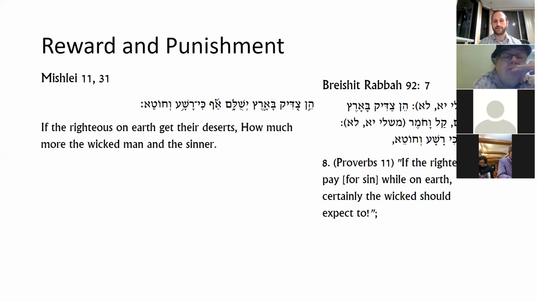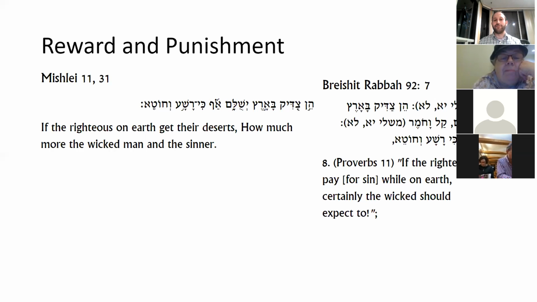If the righteous on earth get their deserts, how much more the wicked man and the sinner? This is the translation from Sefaria. Desserts is spelled with 2 S's. Is it deserts or desserts? It's desserts, spelled it wrong. I copied it from JPS. This is what they had on Sefaria from JPS 1985. So I guess that had one in the original too.